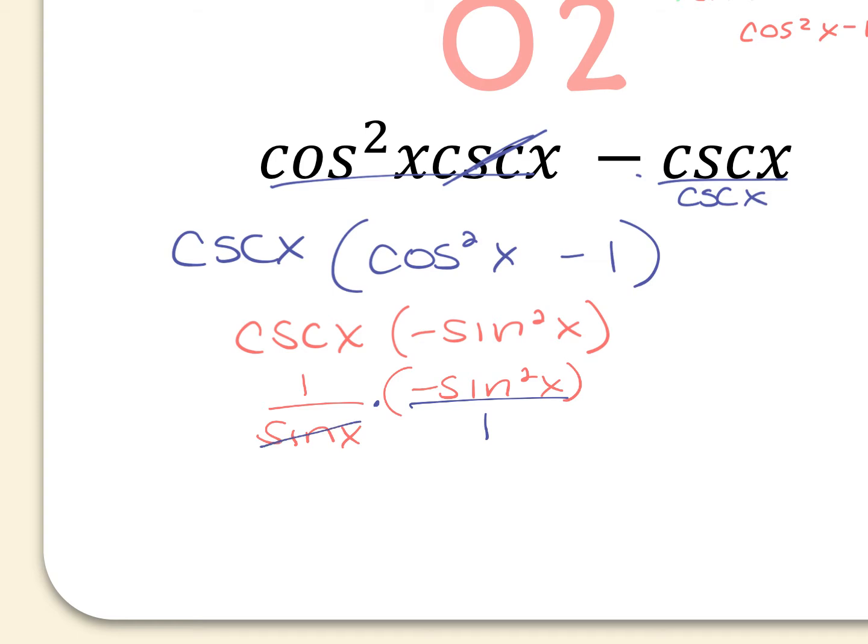You can cross out one of the signs. So I'd get 1 times negative sine of x, which is negative sine of x, over 1 times 1. And it's just negative sine of x.